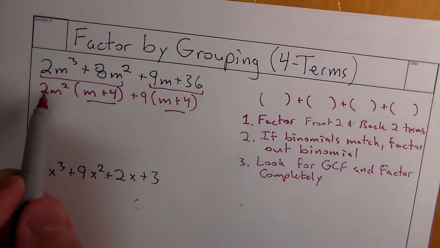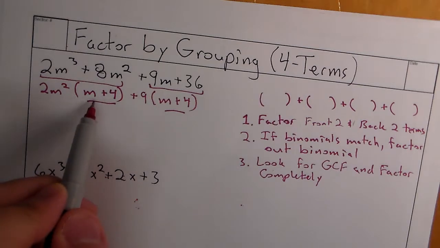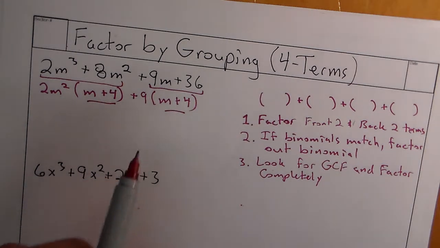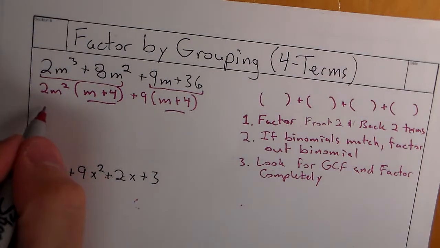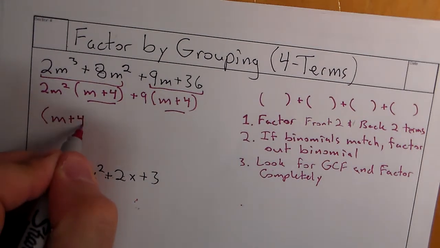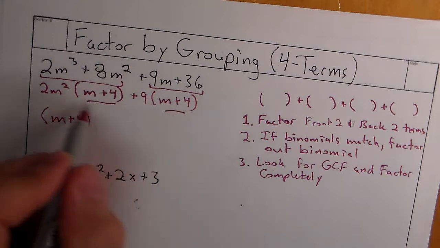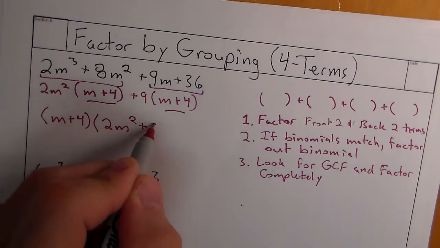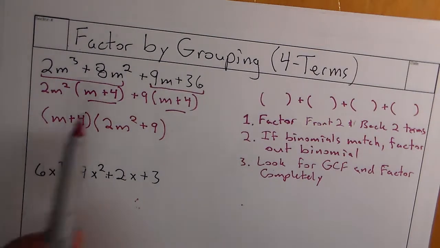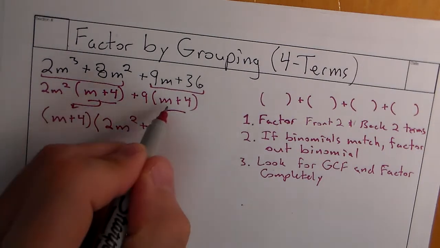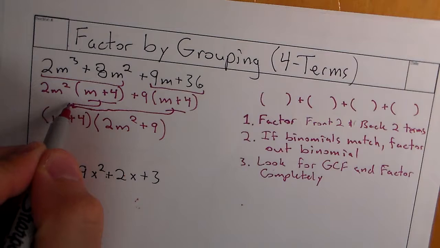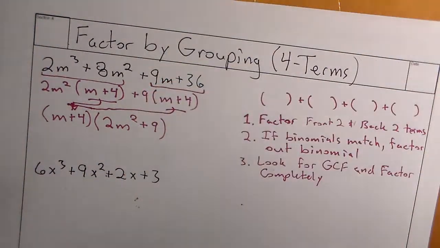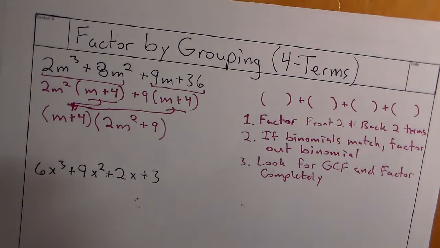So from here, I'm now taking this term and factoring out an m plus 4, and this term factoring out an m plus 4, just like factoring a GCF. So that comes out, and what's left now in the whole thing when we factored is 2m squared plus 9. So the m plus 4's come out as a factor. The leftovers are the 2m squared plus 9. There's our factored form. We have an answer.